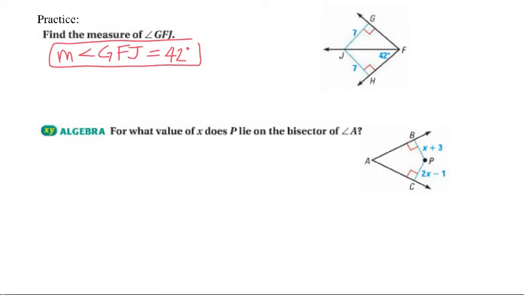In this next one, we know that the only way that our point P will be on the angle bisector is if it is the same distance to the sides of the angle, so point B and point C, and they have to be perpendicular. So these two segments need to be equal to each other. So we need to set x plus 3 equal to 2x minus 1. Alright, so go ahead, push pause, work it out, and then check your answer against mine.